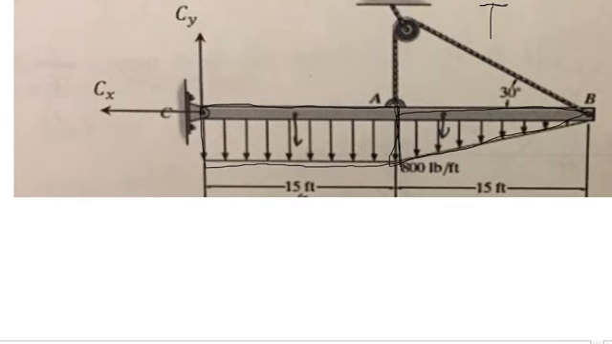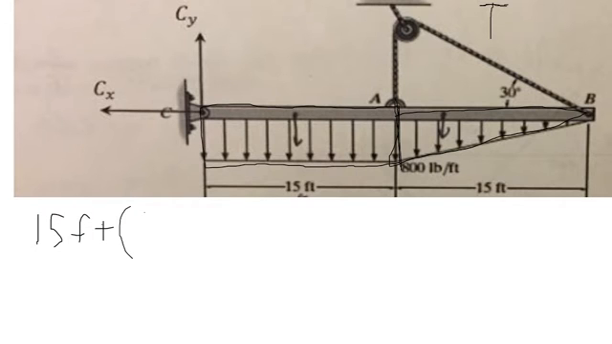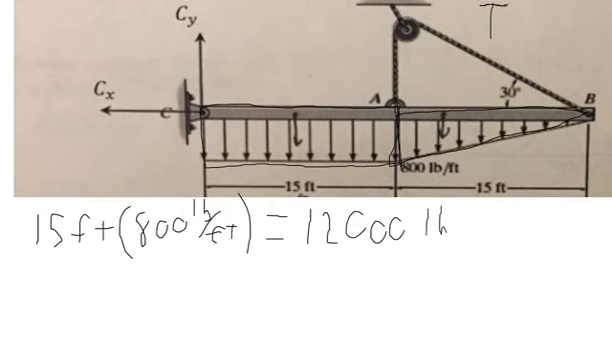So start with the rectangle, and to find the equivalent force of a distributed load, it's simply the area of that distributed load. So the first distributed load, the area of that would be 15 feet times 800 pounds per foot, and that will give us 12,000 pounds.